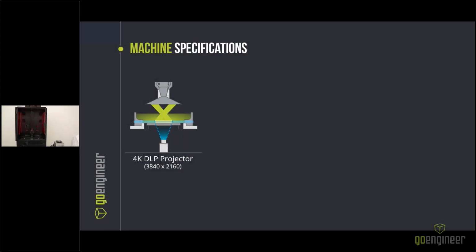Enabling this, the Origin 1, is a 4K DLP projector. A DLP projector works with a high intensity light source that gets concentrated onto a DMD mirror. This DMD mirror has independent electrically controlled mirrors for each of the pixels. This is then enlarged to display the image across the lower membrane of our printing vat.